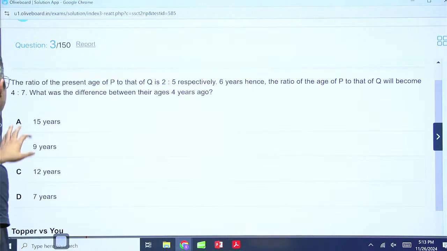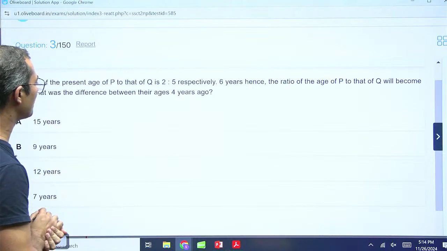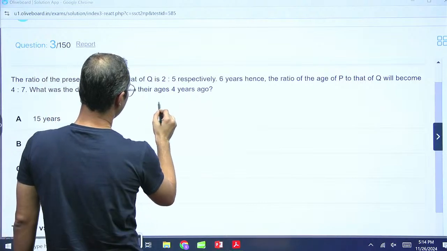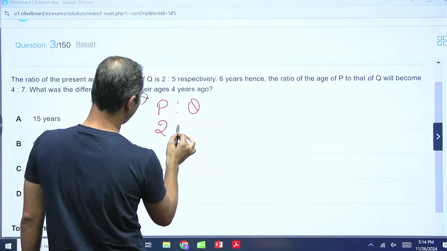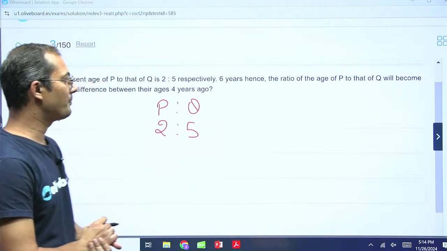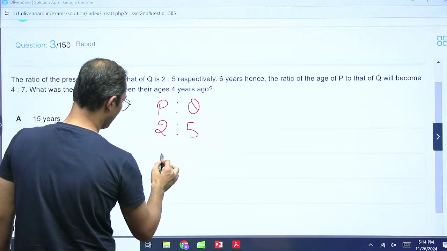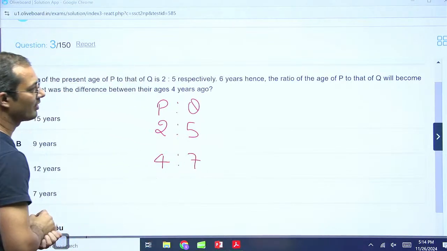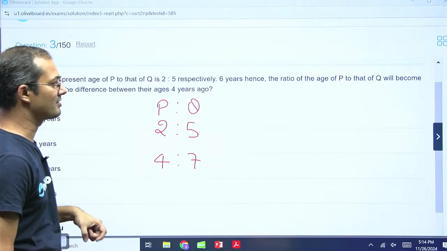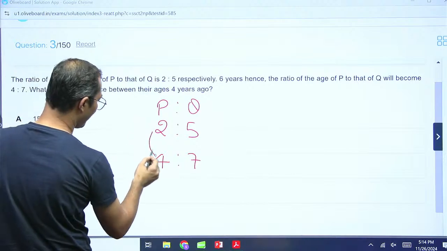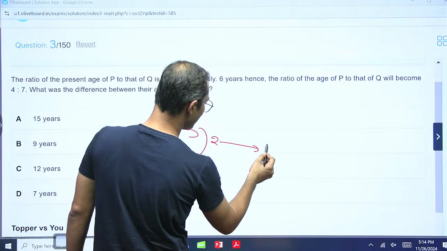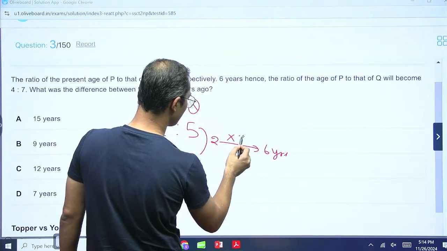See, the question is saying the ratio of the present ages of P to Q is 2:5, respectively. 6 years hence, the ratio of the ages of P to Q will become 4:7, right? See, the difference between the corresponding age of P, present and after 6 years, is going to be 2 units, right? So here the difference is 2 units, but in actual it is going to be 6. So we can say that 2 units is equal to 6 years, right? So how many times? It is 3 times.